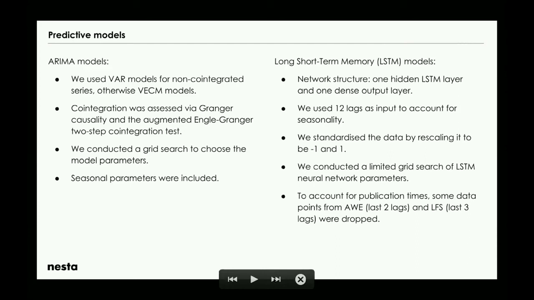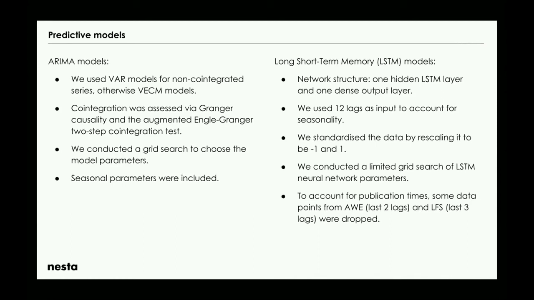For the autoregressive, we use 2 different models. One is the autoregressive model, and we use different types based on whether the time series were co-integrated or not, as assessed by the Granger causality and augmented Engle-Granger 2-step co-integration test. We also conducted a grid search to choose the model parameters and included seasonal parameters because the official statistics we use, and also the online job adverts, are not seasonally adjusted.